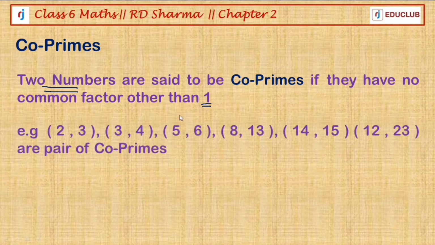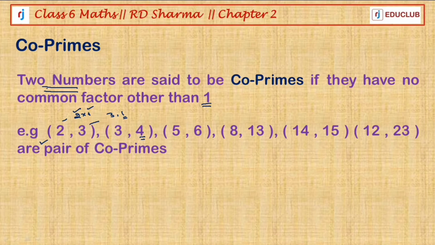Let us see examples: 2 and 3. 2 is 2 into 1, with only two factors, 2 and 1. 3 has only two factors, 3 and 1. So what is common between the two? Only 1 is the common factor. That's why these are co-primes. 3 and 4 are also co-primes. Look, 4 is an even number, but still these are co-primes.